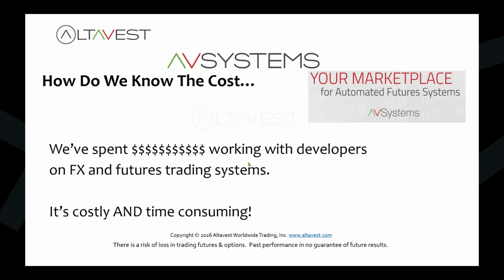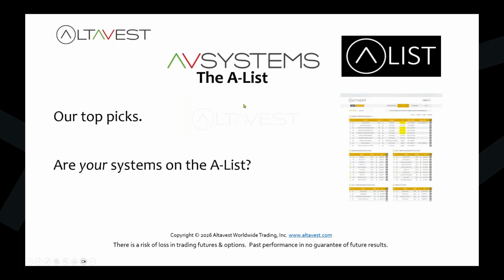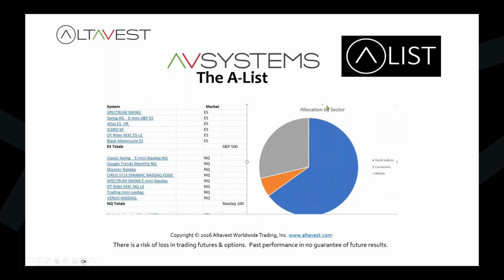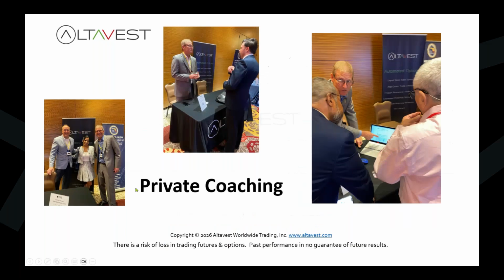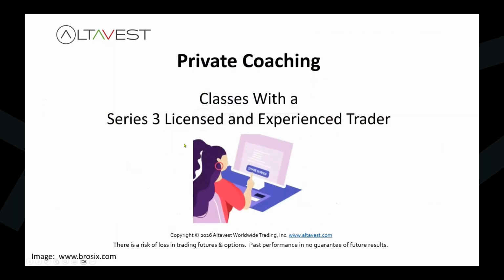And then one other thing too, if you are looking at how to filter for systems and what criteria you think might be best for you, well, we're going to probably help you along the way there too, because remember, we're real people doing this. We're not robots, but we have something we call the A list, and we'll work with you. And you can see in this example, someone with an account, and they're allocating this certain amount to stock indexes, currencies, and metals, and we'll work with you on that. So keep in mind just that consultation and that full service attention, a value of over $2,900. So that's the private coaching that we do. We're all Series 3 licensed and experienced.